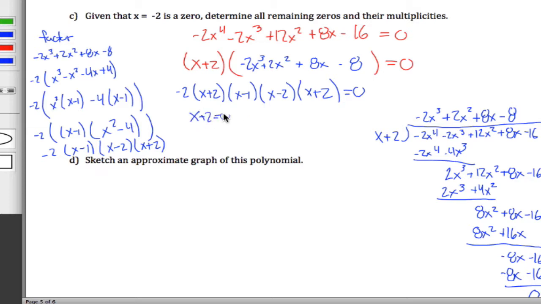X plus 2 equals 0 tells me that x equals negative 2 is a solution. X minus 1 equals 0 tells me that x equals 1 is a solution. X minus 2 equals 0 tells me that x equals 2 is a solution. And then I got this factor, which I already figured out over here. Since this factor shows up twice, this one has multiplicity 2. Whereas this factor only showed up once, so it's got multiplicity 1. Similarly, this root only shows up once, so it's got multiplicity 1.